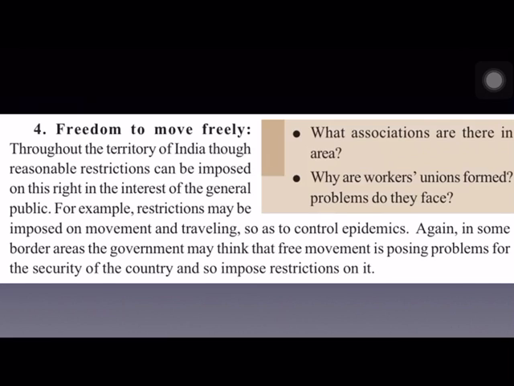And freedom to move freely. Freedom to move freely is also one of the freedoms granted according to Article 19. And we can move throughout the country without any restrictions.